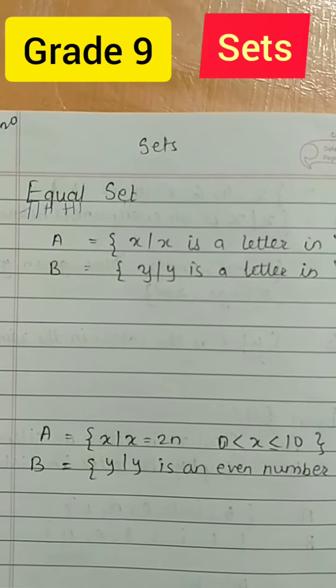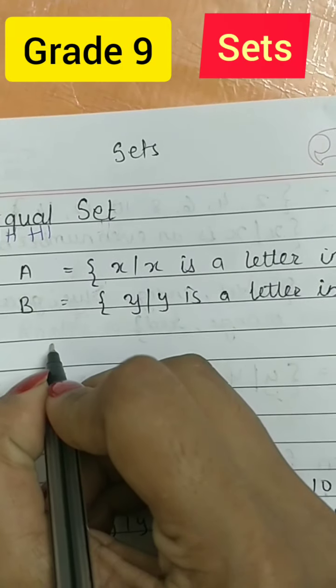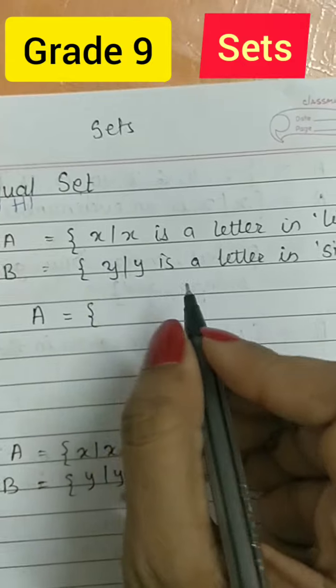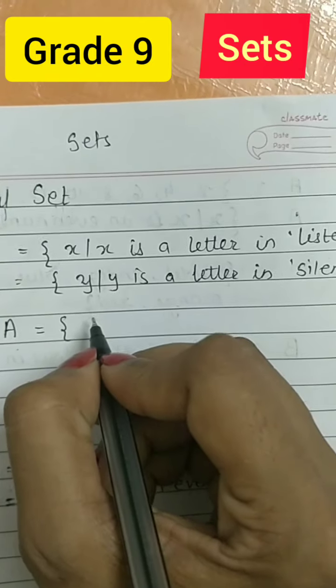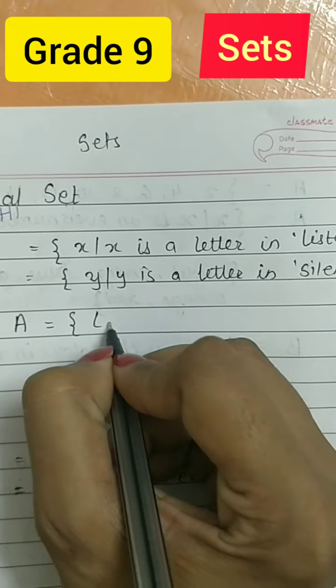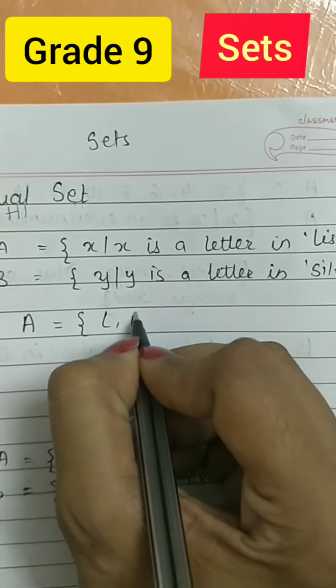Now the two sets are given here. Set A is a set of all the x such that x is a letter in the word listen. Okay, so let's write about this set. We are going to write it with the help of listing method. So we are going to list down all the elements, letters of listen.